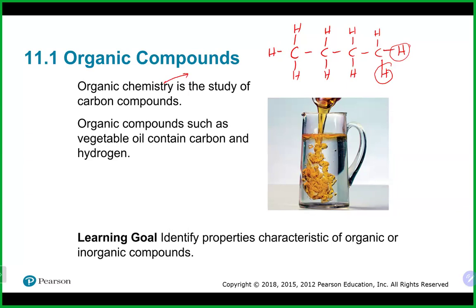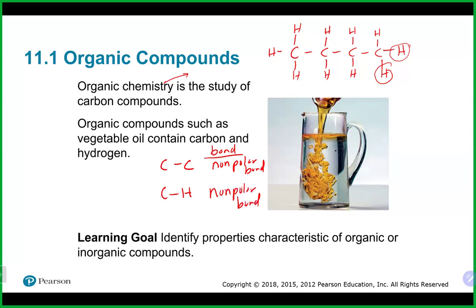Now, organic compounds typically have this base of carbon-carbon bonds, and as we know from the bonding chapter, that is going to be a nonpolar bond, as they have basically the same electronegativity value. Also, if you remember, the carbon-hydrogen bond has a difference in electronegativity of 0.4, which is also a nonpolar bond.